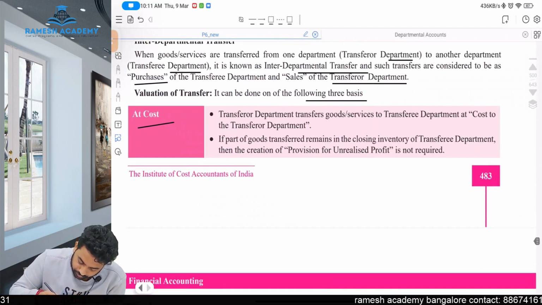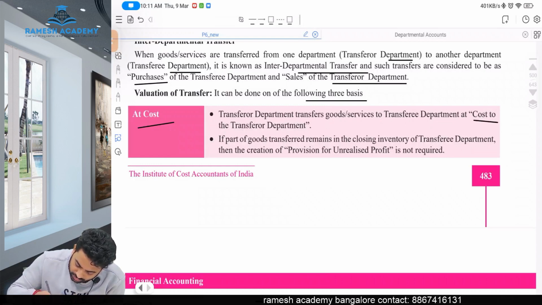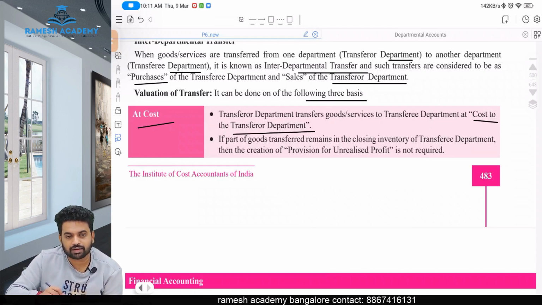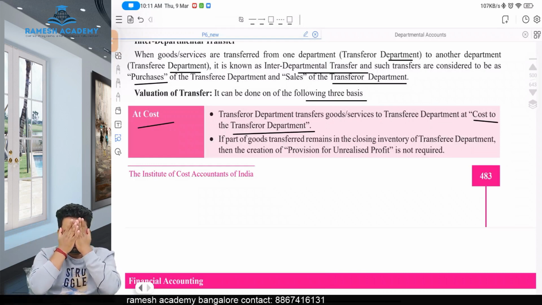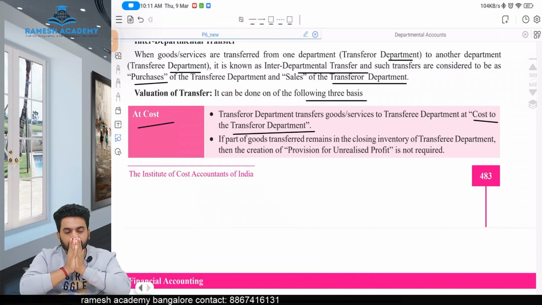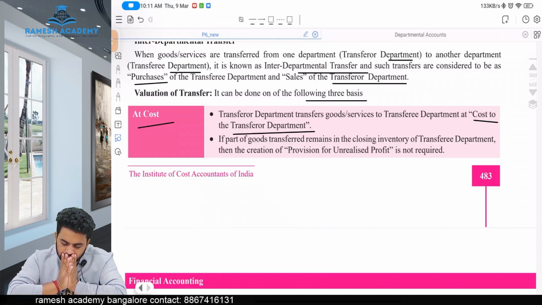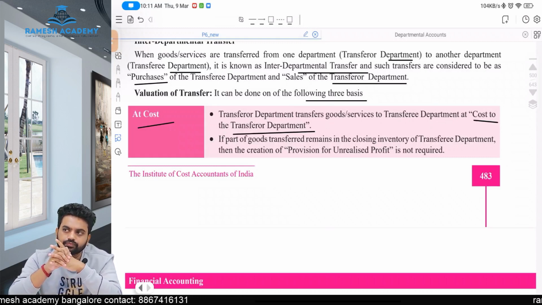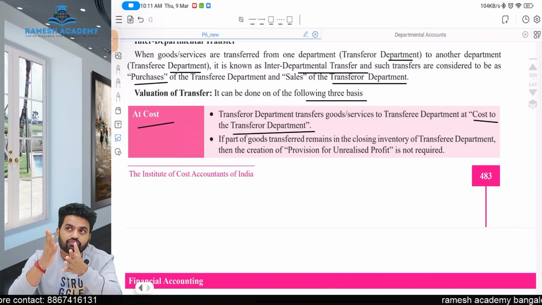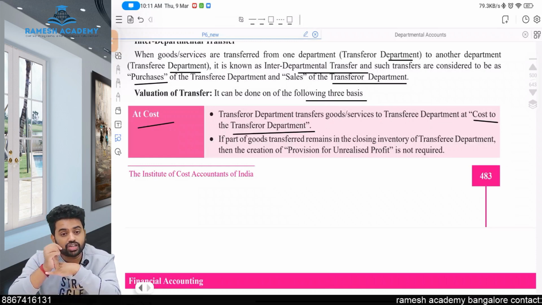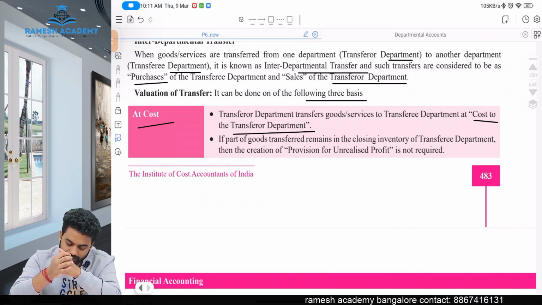See, transferor department transfers goods or service to the transferee department at cost to the transferor department. That is, as in my example of yesterday, 270 rupees or something, which we used to spend to produce the material, which was the cost of Akash. At that only we used to send 270.